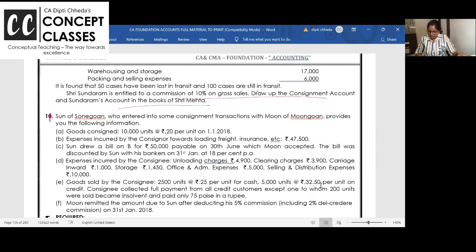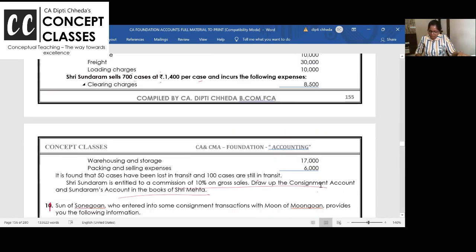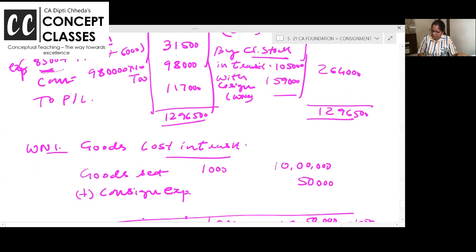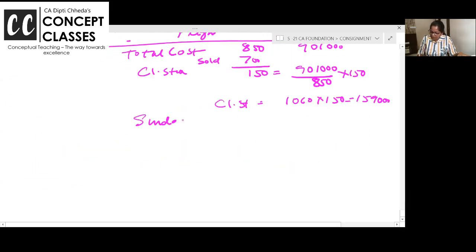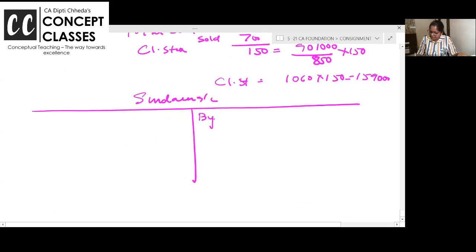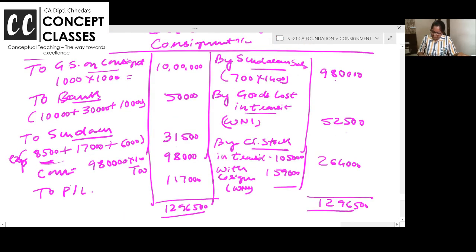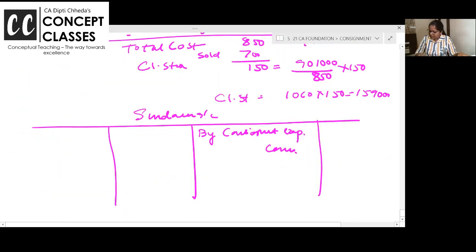Shall we make it in 2 minutes? It will not take long. Mehta's is done. In Mehta's book, Sundaram's account is not much, and they have not yet settled it, so don't close it. It will be made in just 2 minutes, only 2-3 entries will come. Sundaram's account, consignee's account. First is expenses incurred by consignee. By consignment expenses, commission. See how much it is. Expenses are 31,500. Commission is 98,000.